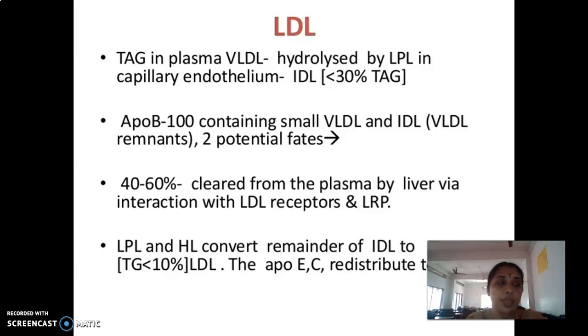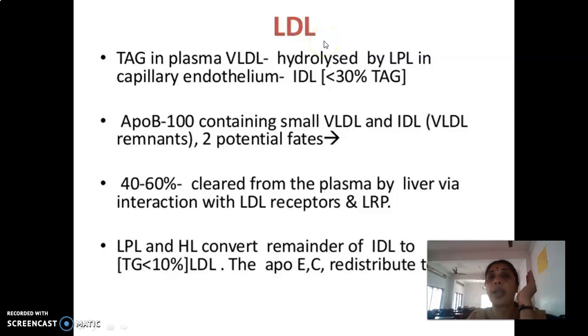A small portion of IDL is taken up by the hepatic receptors. So what is the function of chylomicrons? The function of chylomicron is to transport the exogenous TG, while the function of VLDL is to transport the endogenous TG, right? IDL is not that significant. The VLDL is finally converted into LDL, and this conversion of VLDL to LDL is known as the lipoprotein cascade pathway. So what is the function of LDL now?